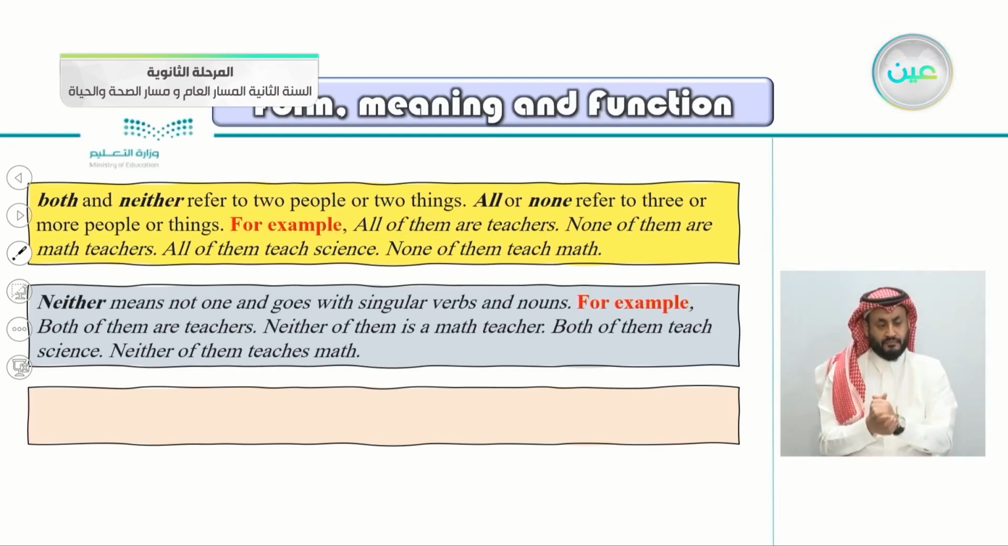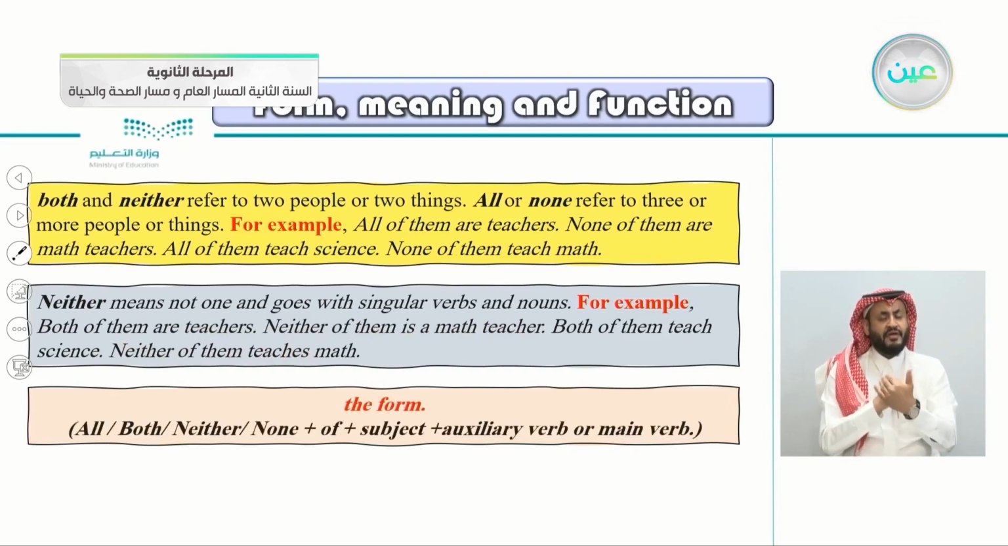Neither means not one and goes with singular verbs and nouns. So neither, it's negative, not one. Do you want this or that? When you say neither, so you didn't choose anything. For example, both of them are teachers. So we're talking about 2 here. Both of them are teachers. Neither of them is a math teacher. Both of them teach science. Neither of them teaches math.